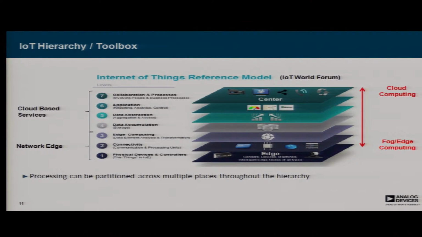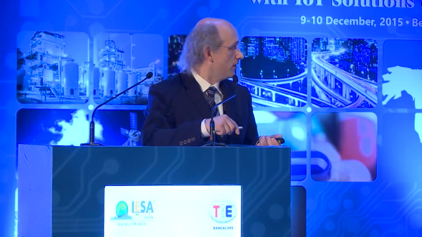So there are various steps along the way: connectivity, edge computing. The term fog computing, I believe, was coined by Cisco to represent this notion of a distributed compute model, and not just sending all the data to the cloud. And then the various data aggregation and accumulation efforts that happen in between.